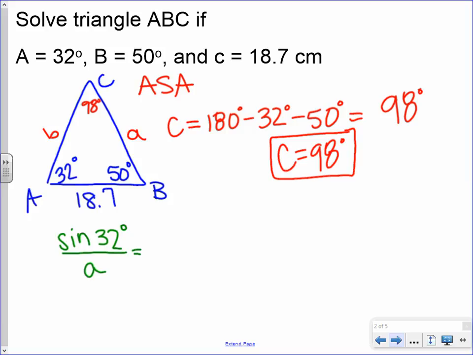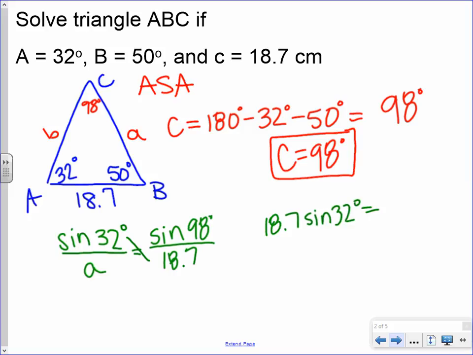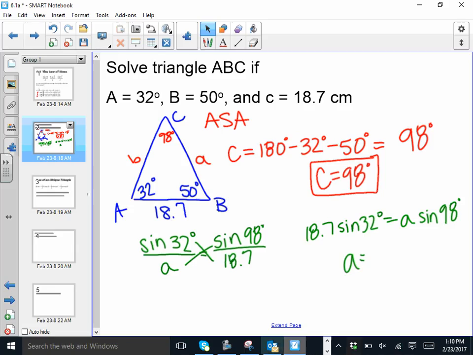The pair of C's. We actually have both of them, so that's the only ratio that's going to help us. The sine of angle C divided by side C. Now we have a proportion to solve. How do we like to solve proportions? Cross multiply. So we know 18.7 times the sine of 32 degrees should equal A times the sine of 98 degrees. With your calculators, I meant to pull up my calculator.